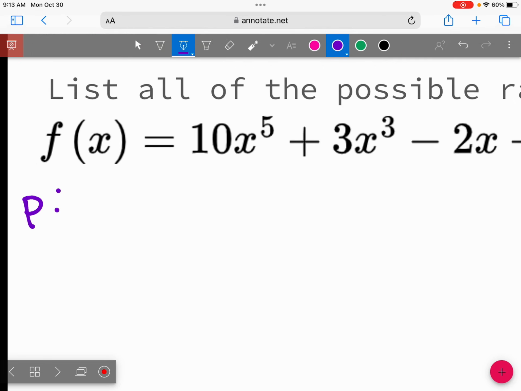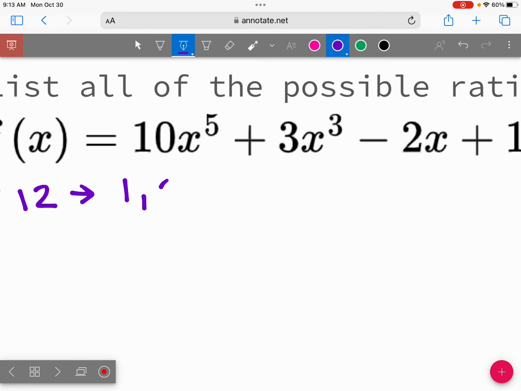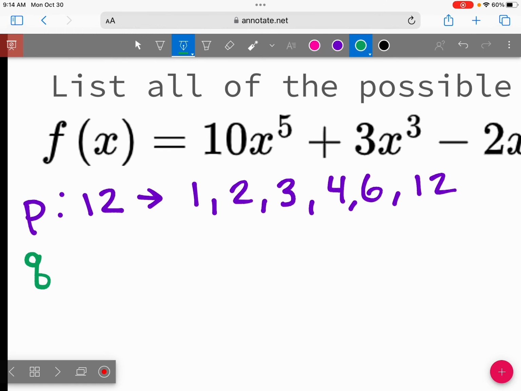So what's our P? 12. What are the factors of 12? Yep. 1, 2, 3, 4, 6, and 12. What is our Q? 10. What are the factors of 10? 1, 2, 5, and 10. So this is going to be a long one. Still not the longest, but definitely a long one.